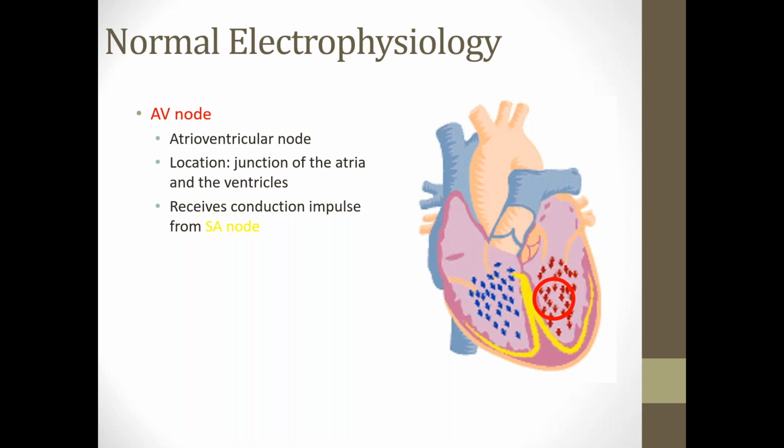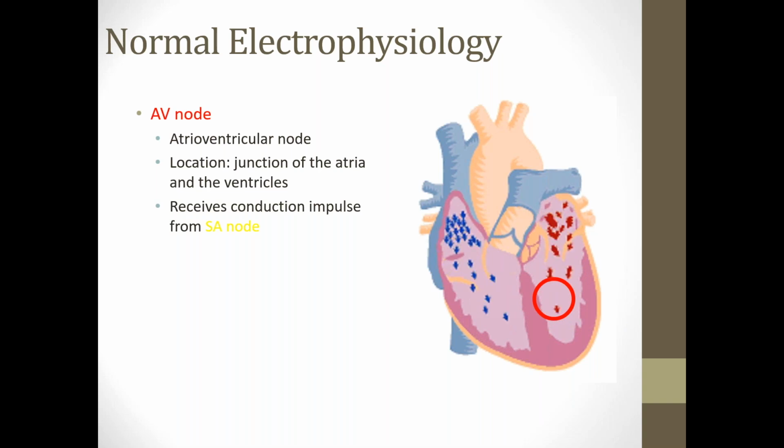The other one is the AV node. It's your interventricular node. It's down below the SA node, and it receives the signal from the SA node and sends out the signal for the ventricles to contract when it's their time.